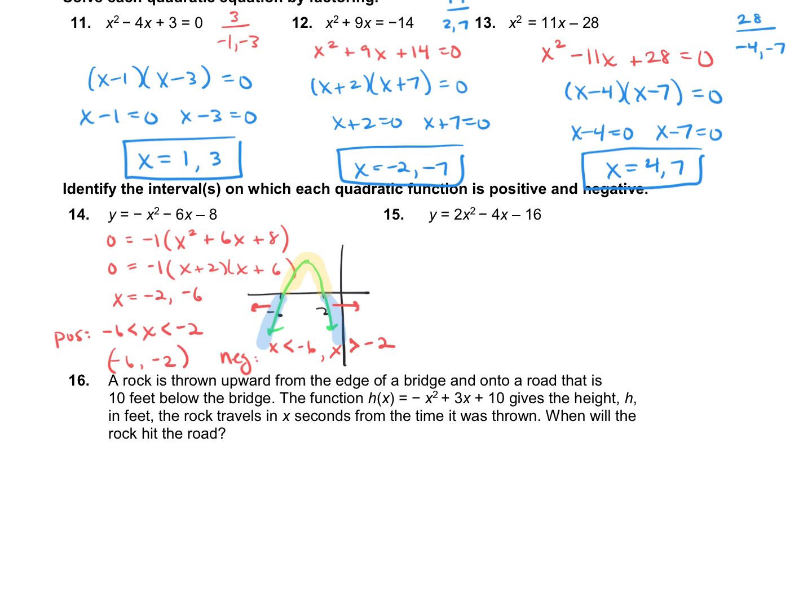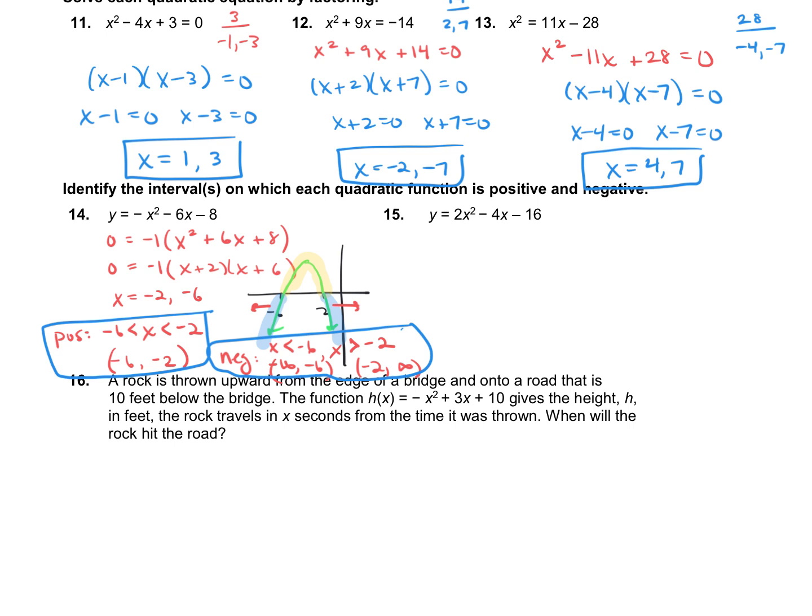We also could use interval notation. We would say from -infinity to -6, not including either one. And then we would say from -2 all the way to positive infinity. So a couple different ways to write out that answer. Okay, one more like that.